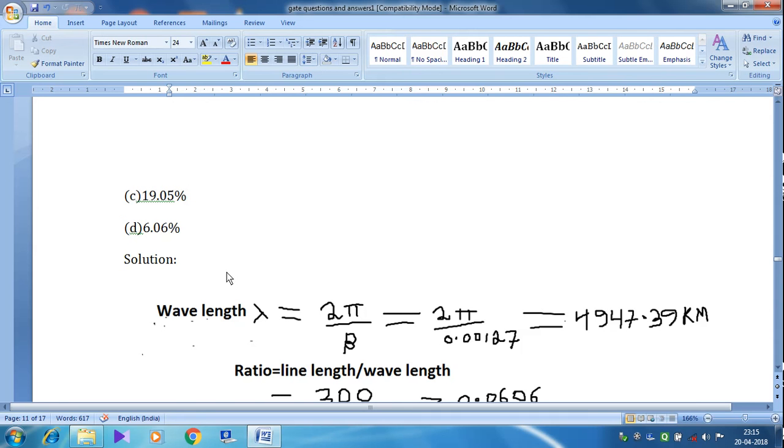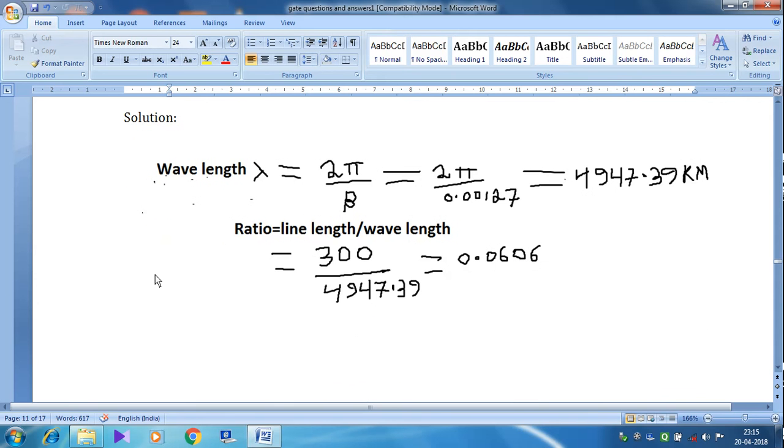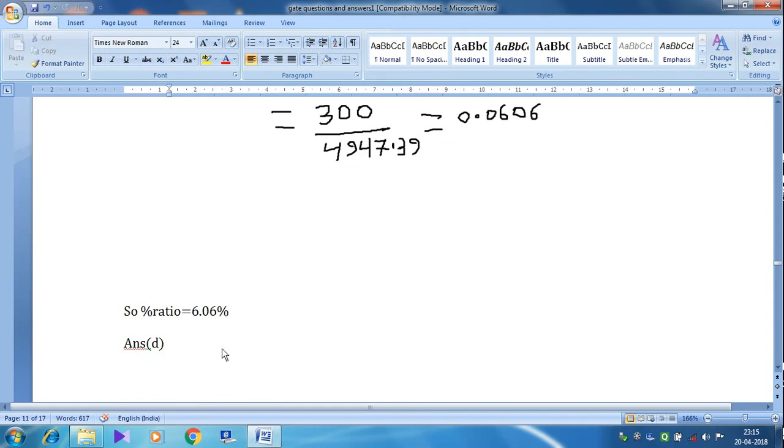So already we know that wavelength lambda is equal to 2 pi by beta, which is equal to 2 pi by 0.00127, which is equal to 4947.39 kilometer. So the ratio is equal to line length by wavelength. The line length is 300 and the wavelength we have found, 4947.39, so the ratio is 0.0606, and therefore the percentage ratio is 6.06%. So the answer is D.